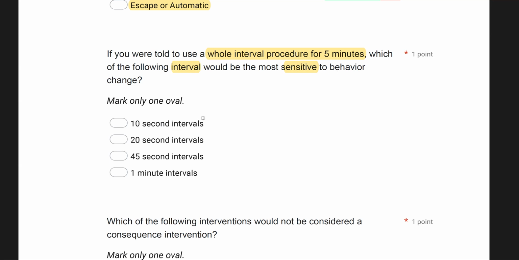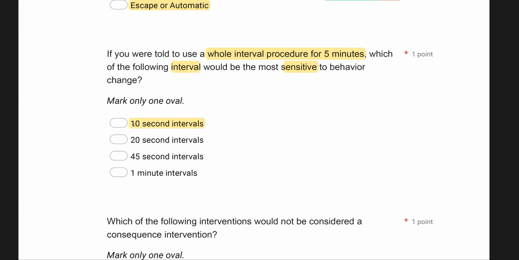Contrast that with 10-second intervals, where you are now really going to see a lot of data because the behavior has to happen only for 10 seconds and you have a lot more intervals. When we talk about measurements that are sensitive to behavior change, we mean measurements that are actively picking up behavior as it happens and to a very significant amount. The smaller the interval in a whole or partial interval procedure, the more sensitive it is to behavior change. So the interval most sensitive to behavior change would be 10 seconds.